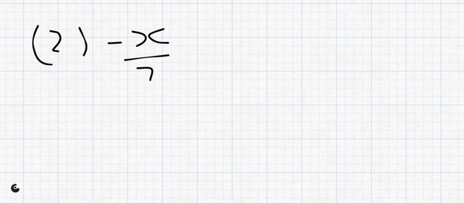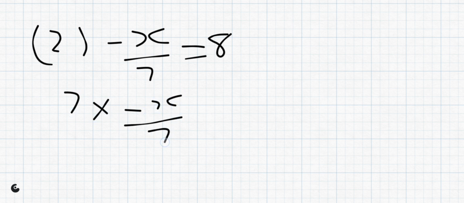Let's look at the second example. Minus x all over 7 is equal to 8. The same thing applies here. You multiply both sides by 7. So you have 7 times minus x over 7 is equal to 8 times 7.